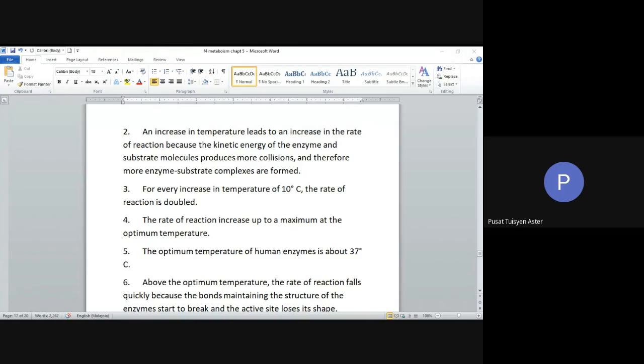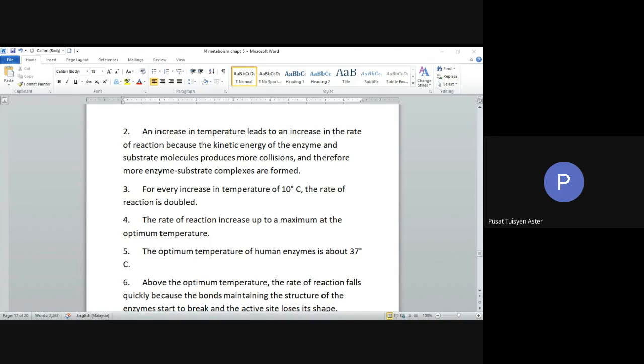effectively, right? An increase in temperature will increase the rate of reaction of the enzyme, because the kinetic energy of enzyme and substrate molecules produces more collisions. Therefore, more enzyme substrate complexes are formed. For every increase in temperature of 10 degrees Celsius, the rate of reaction doubles, which is good. The rate of reaction increases up to the maximum at the optimum temperature. The optimum temperature of human enzymes is about 37 degrees, which is the temperature of our human body as well. Very good. But above the optimum temperature, the rate of reaction falls quickly.